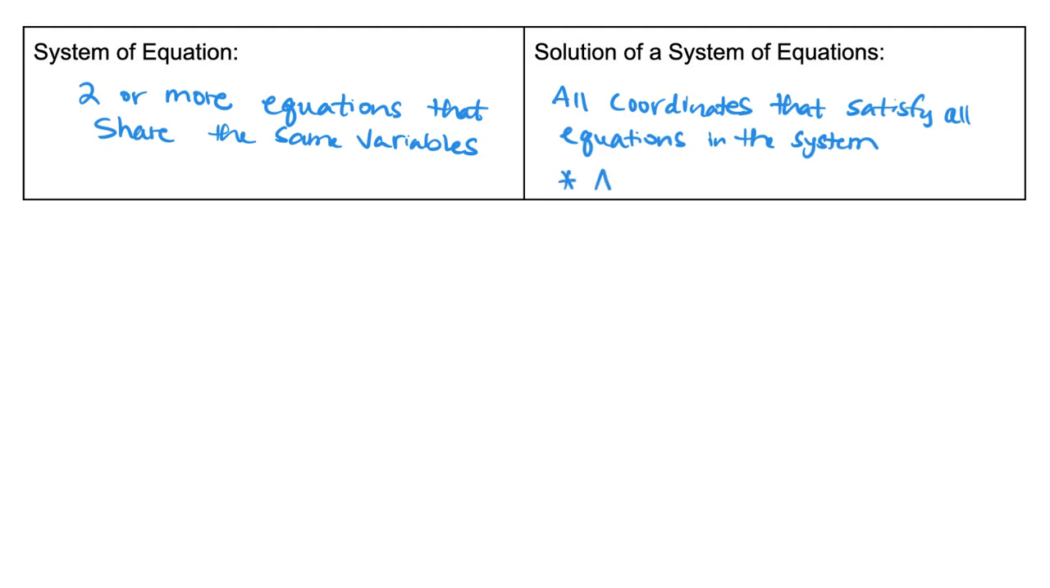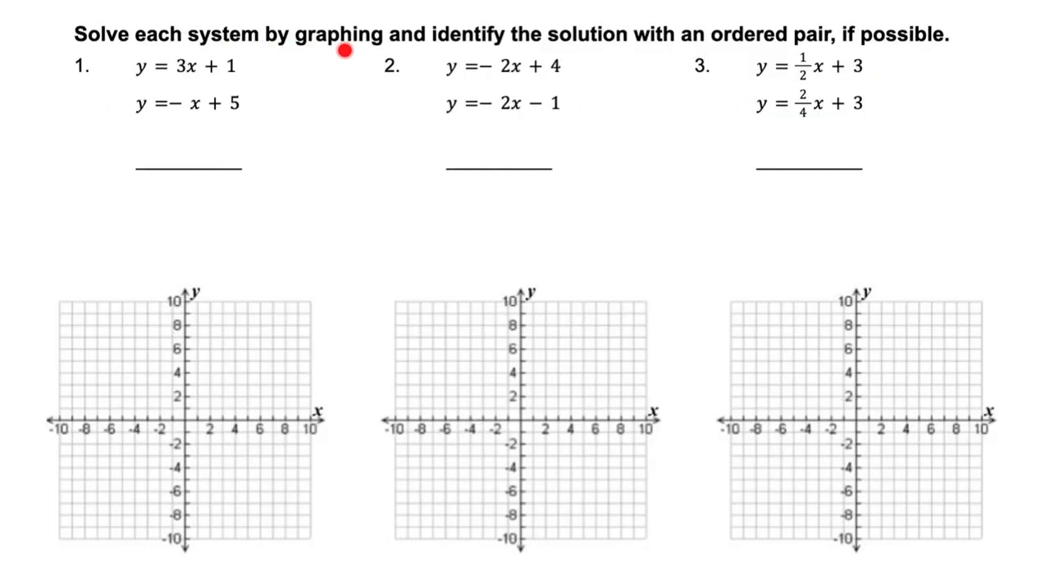This is essentially the points of intersection, any points of intersection between the graphs. In order to solve a system by graphing and to identify the solution, we'd simply graph each of the equations that are given to us on the same coordinate plane and then look for any points of intersection.